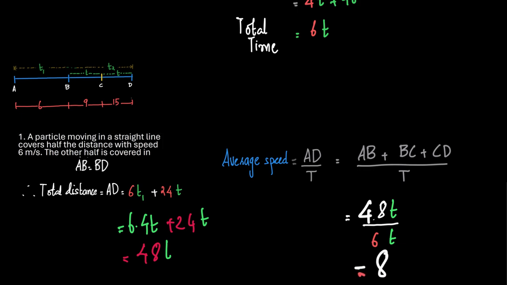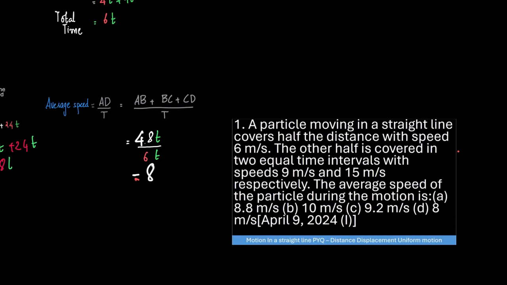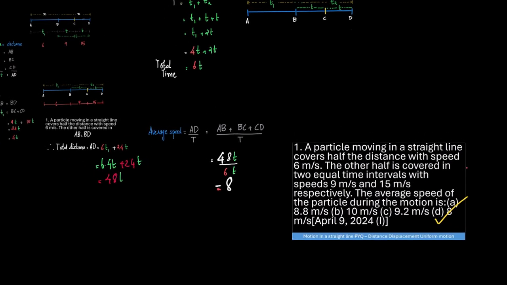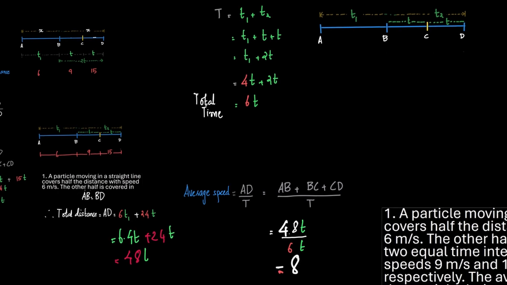equal to 8. So the average speed is equal to, let me see the options one more time. Is that correct? Yes, the correct option is option D, 8 meters per second. A simple question, but yes, a bit tricky because of the calculations. So I have just summarized it over here. You can make use of this.